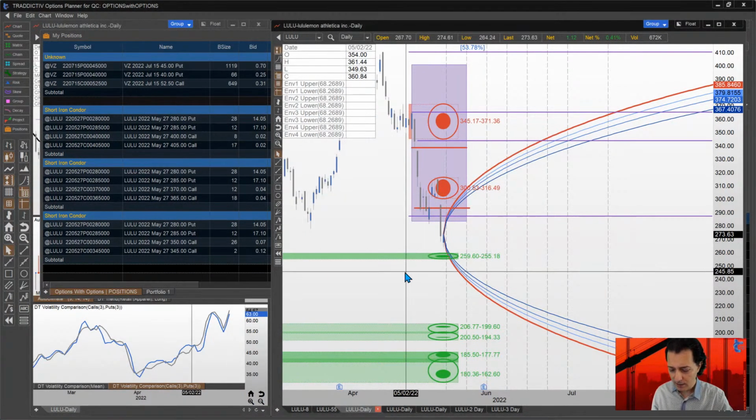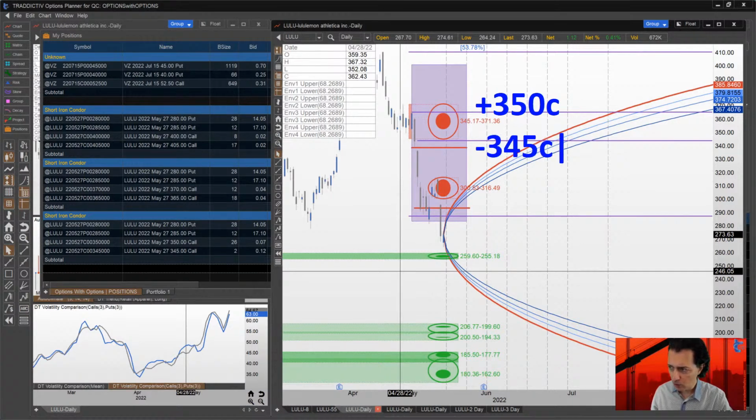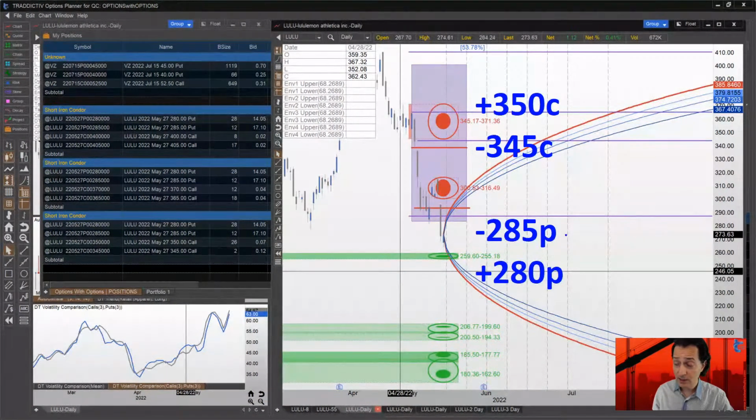Well, currently, we have in this trade the 350 call long, the 345 call short, and then below, we have the 285 put short and the 280 put long. So this is the iron condor we currently have. So butterflying it means that the units above need to be closed. The units above, they need to be closed.